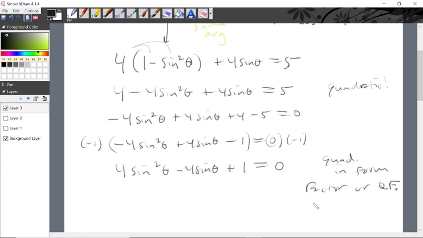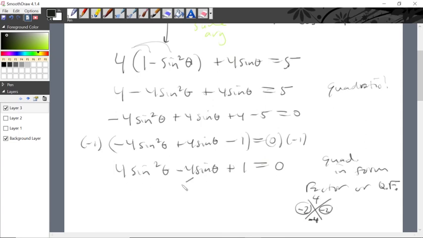Okay, so I'll check to see if the factoring strategy works. 4 times 1 is 4, so that's the number up here, and negative 4 is the number down here. So the question is, are there two integers that multiply to equal positive 4 but add up to equal negative 4? I say yes: negative 2 and negative 2. Those multiply to equal positive 4, but add up to negative 4.